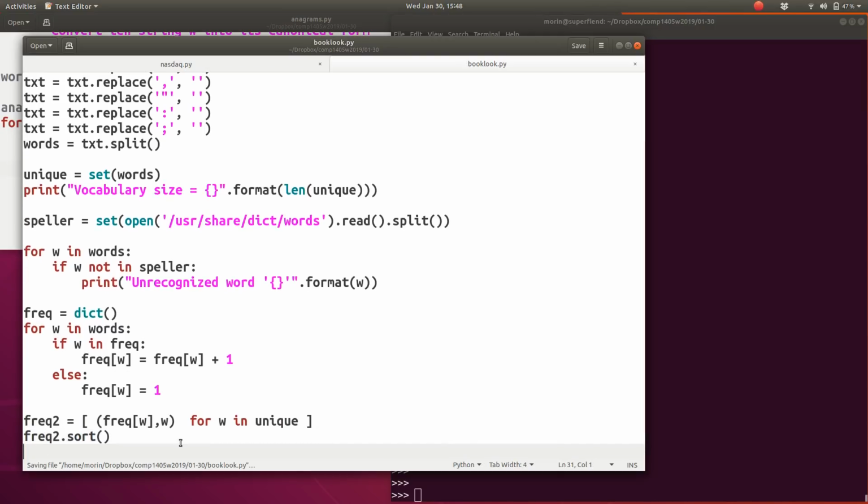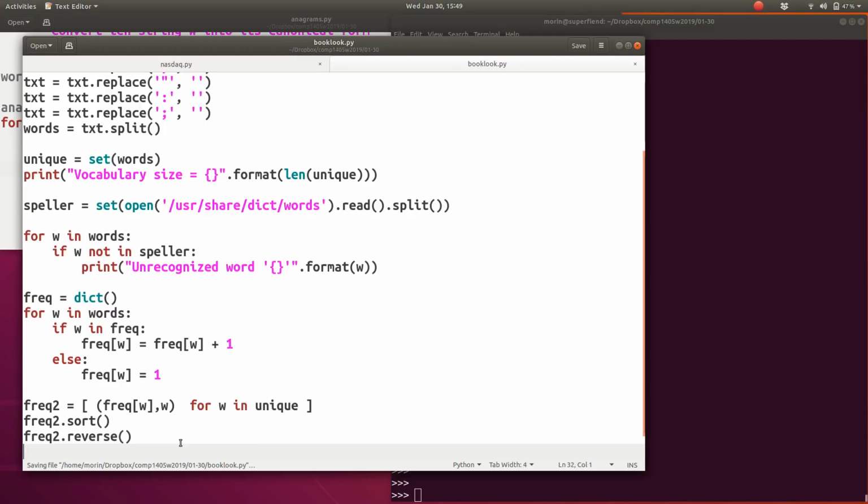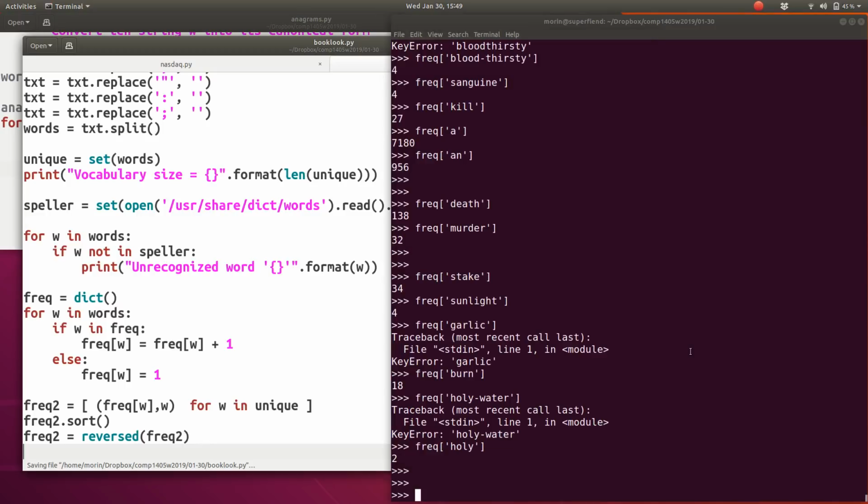And are we interested in the words that occur the least frequently or the most frequently? So if I sort by this number of occurrences, what I'll get is the words that occur once, and then the words that occur twice, and so on. So I don't really want that. I want that thing reversed. So let's... All right, so let's check that out.